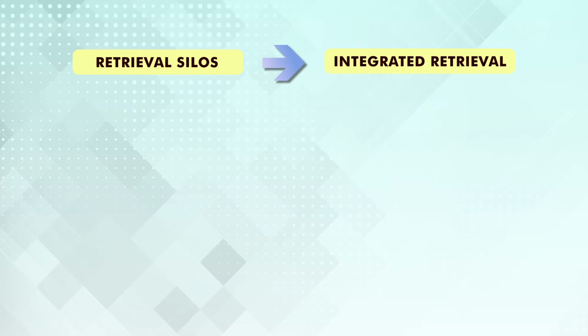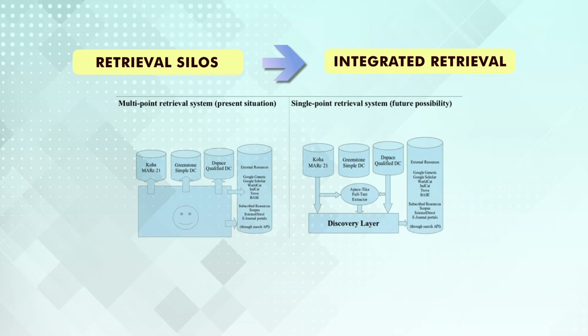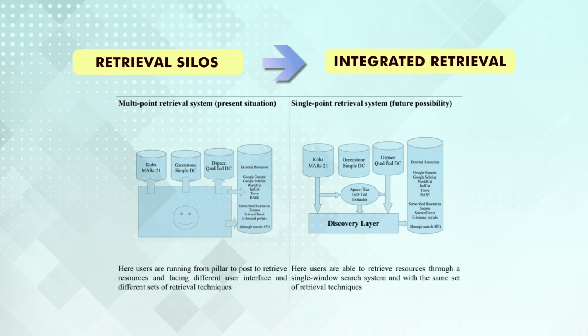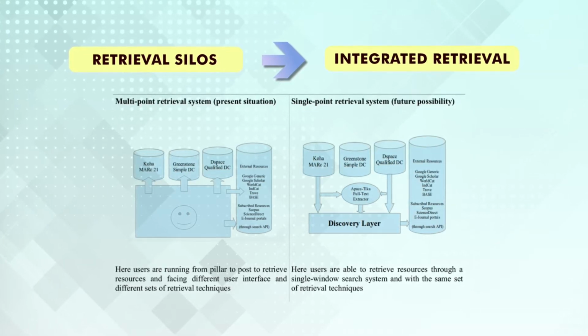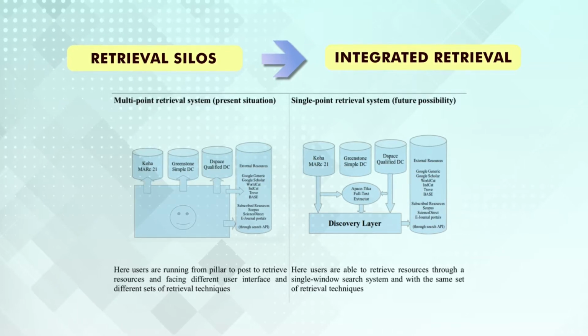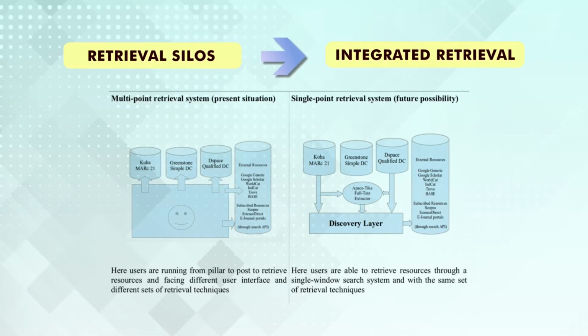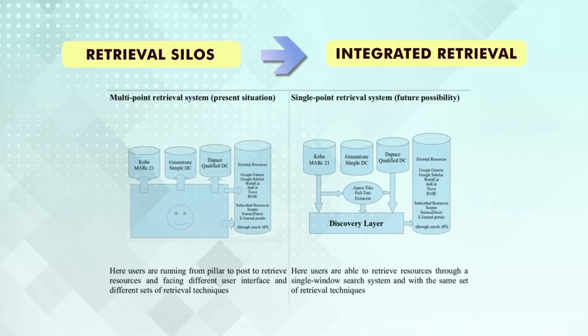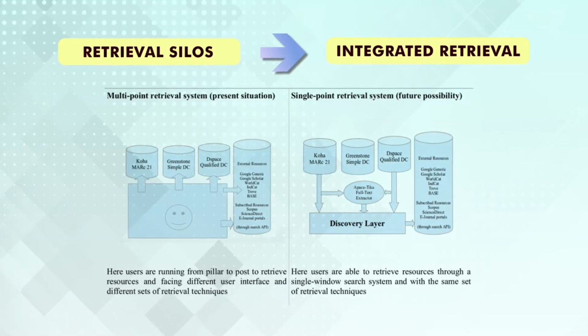Now, this is normally the architecture of a typical library. Here users are basically dealing with many library retrieval silos. We have OPAC as a silo, then ebook as another silo, institutional digital repository as another silo, many external resources, subscribed resources, open access resources. So, in a typical library OPAC oriented system, our users are basically moving from one retrieval silo to another retrieval silo to get different kinds of resources.